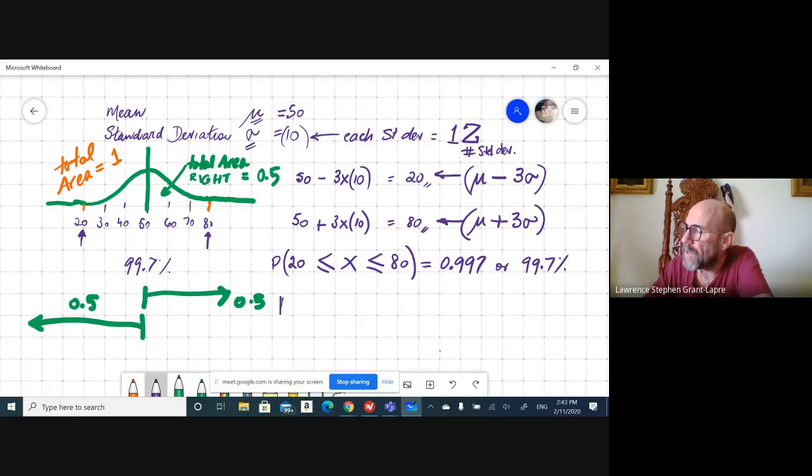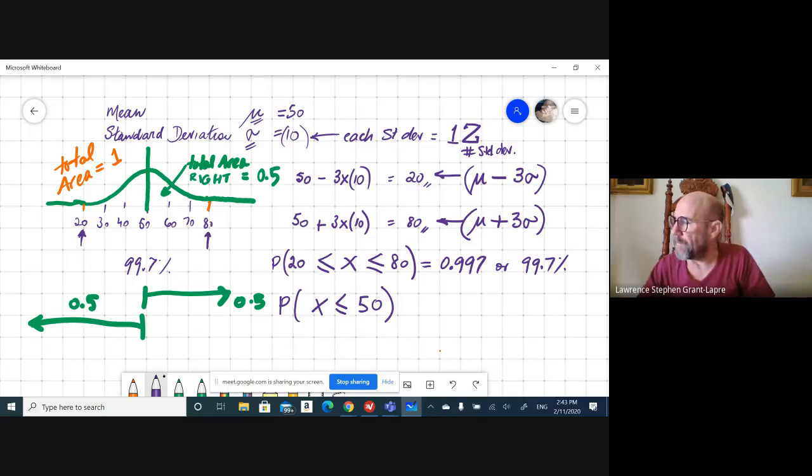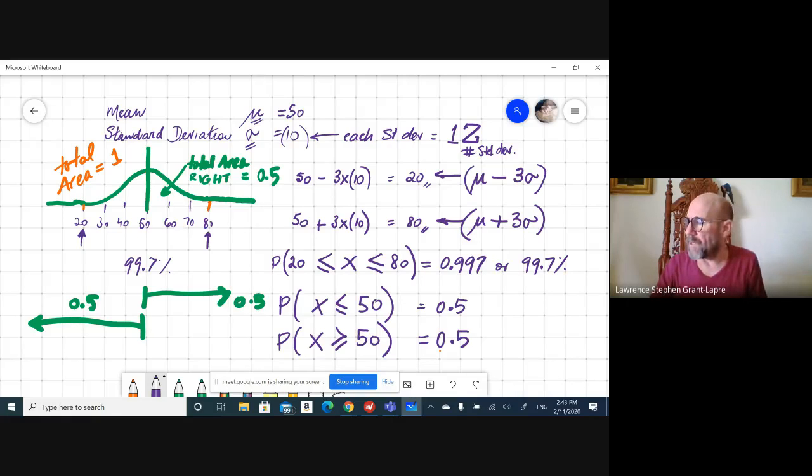So here's a question. What is the probability of getting a score less than the mean? 0.5. Good. What is the probability of a score greater than the mean? 0.5 as well. Now, what I've been doing here is using x values.